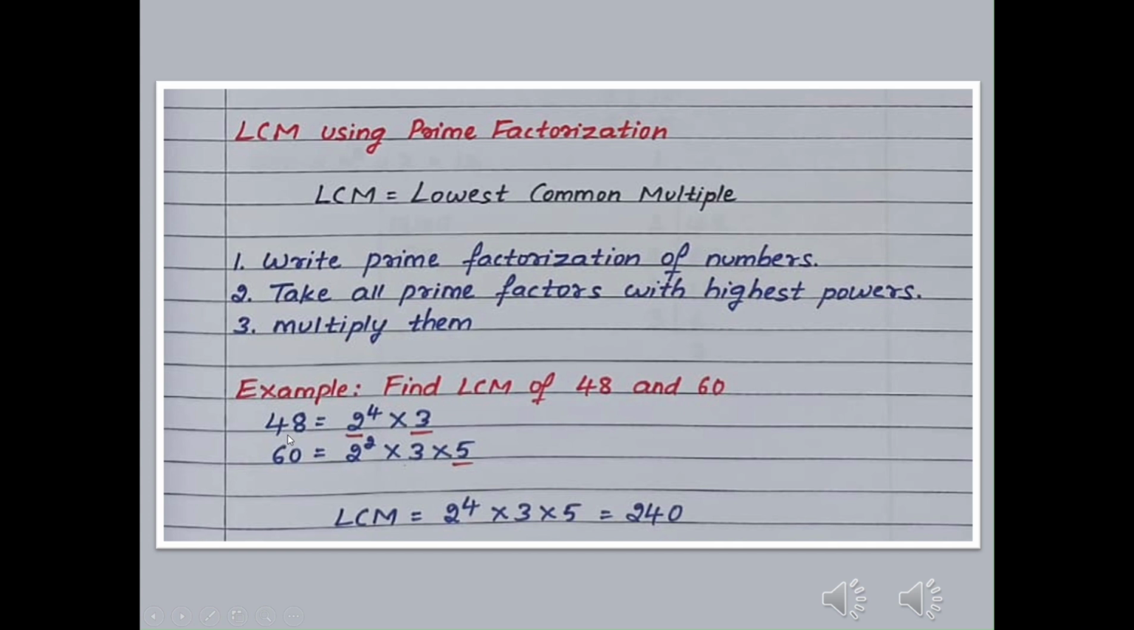The prime factorization of 48 is 2 to the power of 4 into 3 and the prime factorization of 60 is 2 to the power of 2 into 3 into 5. Now to find the LCM, we take all the prime factors with their highest powers. Here the highest power of 2 is 2 to the power of 4. The highest power of 3 is 3 to the power of 1 and 5 appears as 5 to the power of 1. Multiplying them we get LCM is equal to 2 to the power of 4 into 3 into 5, which is equal to 16 into 3 into 5, which is equal to 240. So the LCM of 48 and 60 is 240.